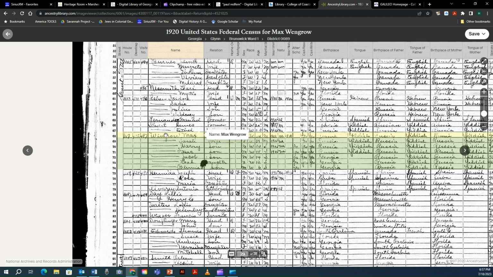But that is the U.S. Census. That's how we can access it through Ancestry.com, through our library's database, and how you can use it to find information about local history at the street level, at the block level, to help tell the story of the past.